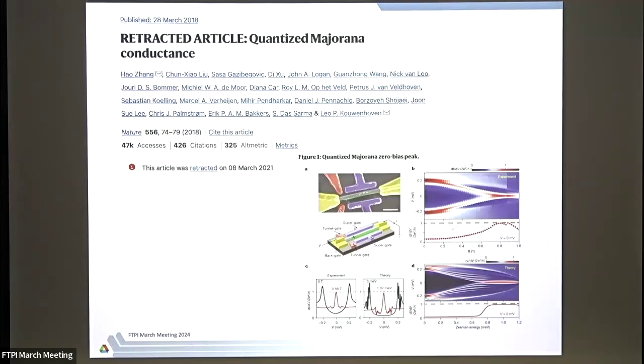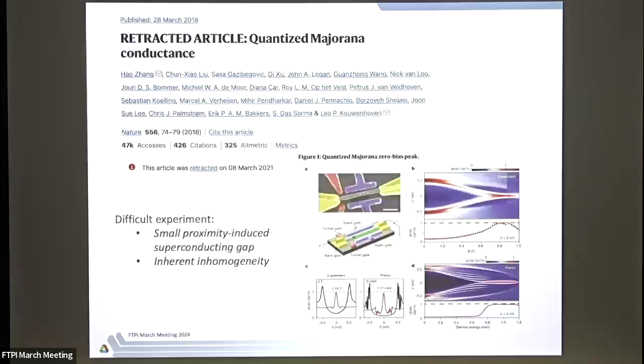So that's the experiment. This is theory. But it turned out that the story was more complicated, that some of the data wasn't shown. In many cases, the system didn't behave as you would expect, and that paper as a result had to be retracted. Is it surprising? Not really, because it is a very difficult experiment. You have to create a good contact, good proximity between superconductor and semiconductor, and it's bound to have some inhomogeneity. So even if you have a Majorana here, you may have a bunch of other Majoranas somewhere in between. So it's difficult.